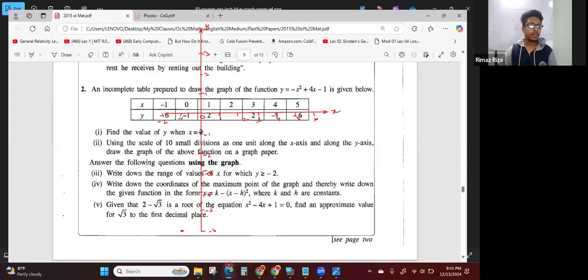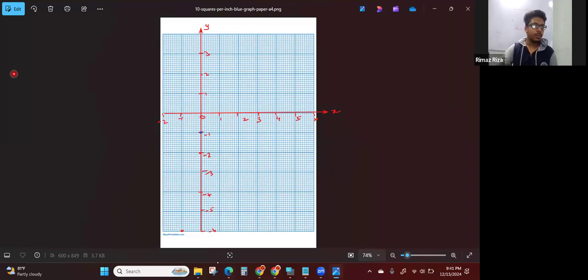And when x equals 1, y equals 2. And when x equals 2, y equals 3. And then when x equals 3, y equals 2. When x equals 4, y equals -1. When x equals 5, y equals -6. Okay, and then considering these data points, now you have to draw the graph.